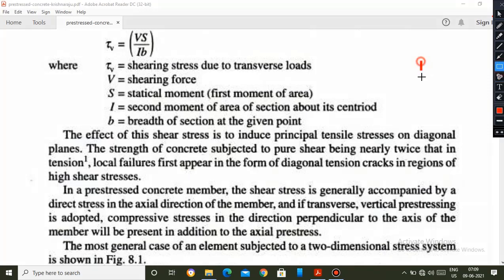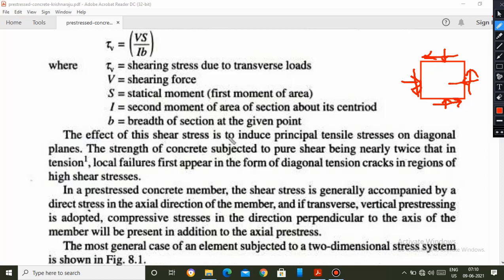Suppose you consider here, this is the concrete block we are taking. For this concrete block, if you observe here, these are the normal stresses acting in both the x direction and y direction. Again, if you observe here, these are the shearing stresses generated in this member, two opposing forces. Because of this, the shearing stress may generate in this prestressed concrete beam.